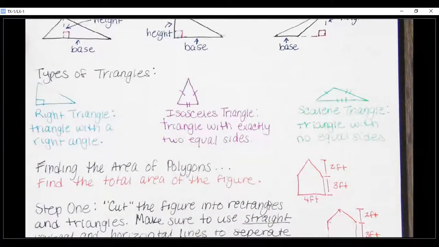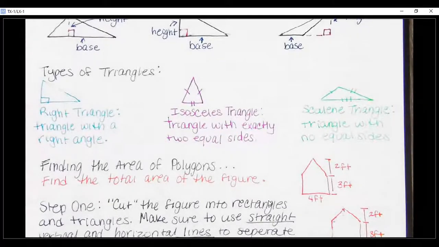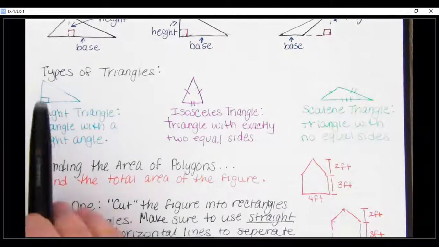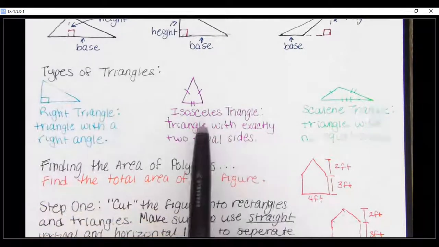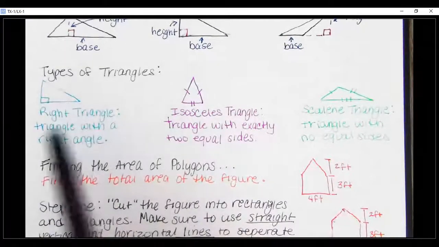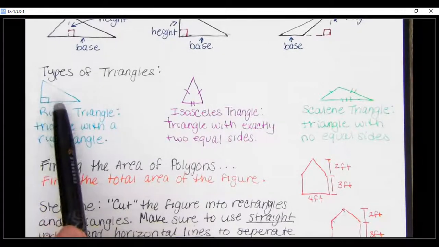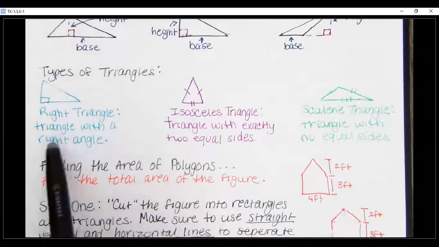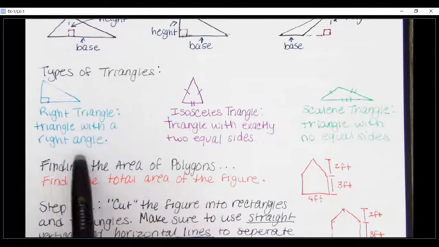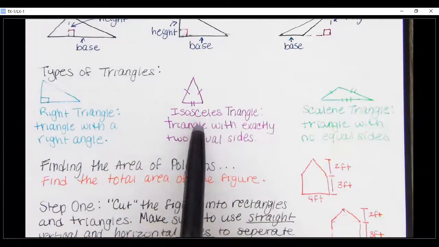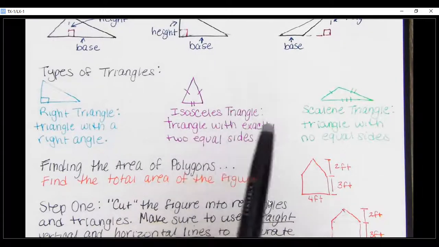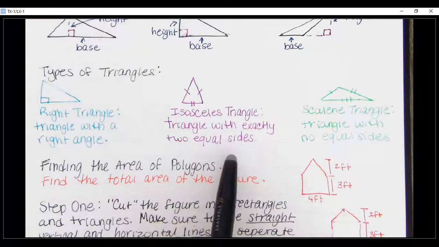Now there are 3 different types of triangles. There's a right triangle that has the right angle in it. That right angle tells us it's a right triangle. So a triangle with a right angle is going to have the right angle in the corner. Another type of triangle is the isosceles triangle. Isosceles triangles are triangles that have exactly 2 equal sides.